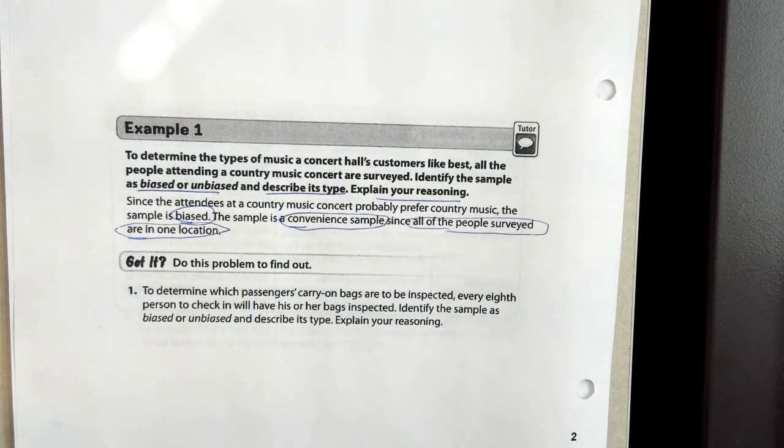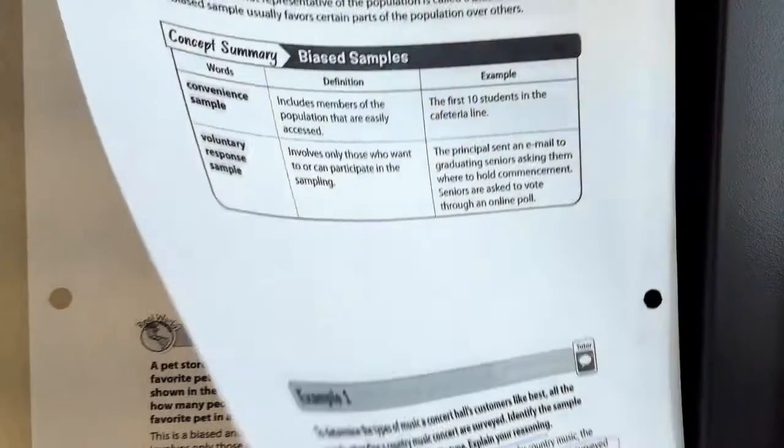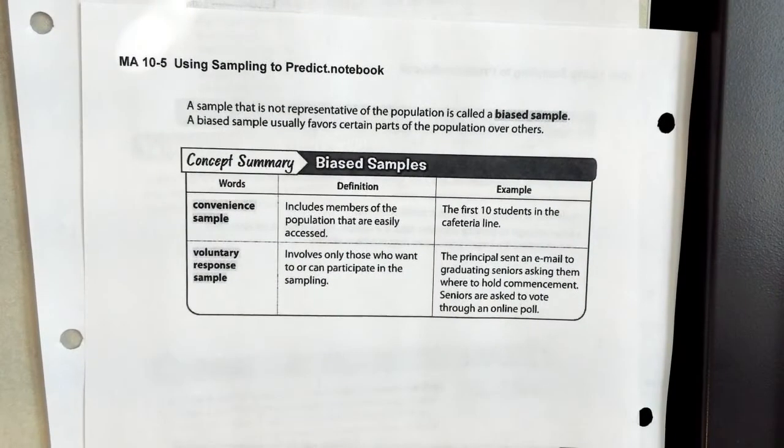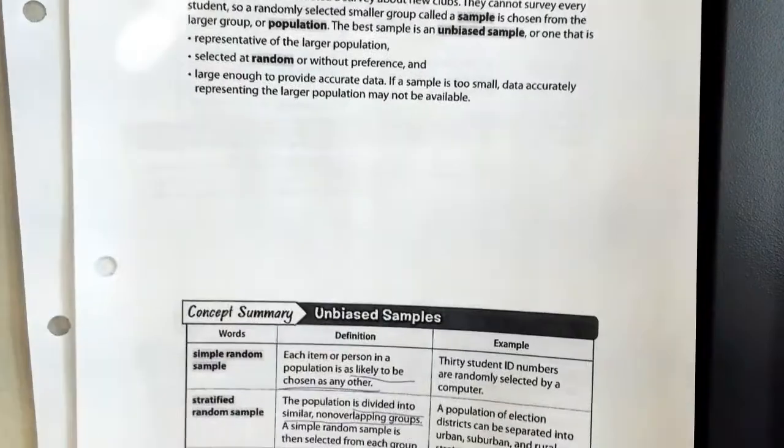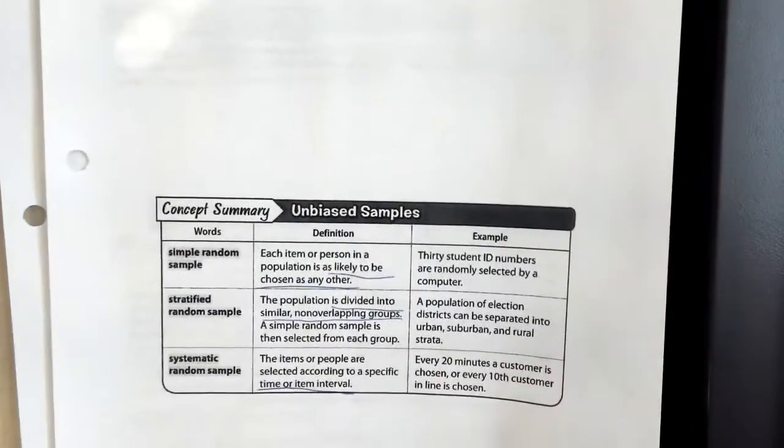Number 1 for the got it says, to determine which passengers' carry-on bags are to be inspected, every 8th person to check in with his or her bags is inspected. Identify the sample as biased or unbiased, describe its type, explain your reasoning. So if we're thinking about our types, remember we have our 5 different types. We have convenience, voluntary response, simple random, stratified random, systematic random.